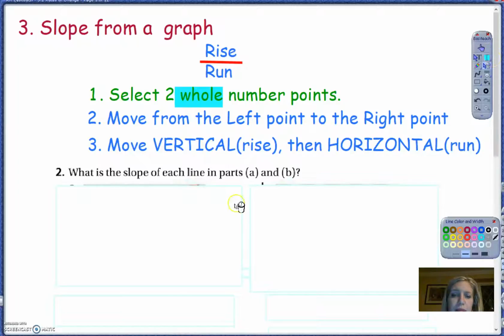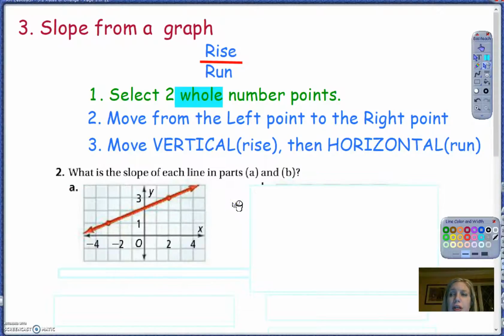Okay, so here's our graph. You're going to select 2 ordered pairs that you know. This one, we know. I can name that point right there. That's negative 3, 1. And this point I can name. You don't want to pick ordered pairs that are in the middle.